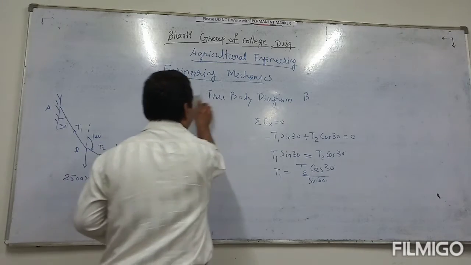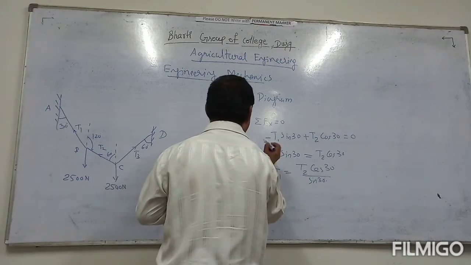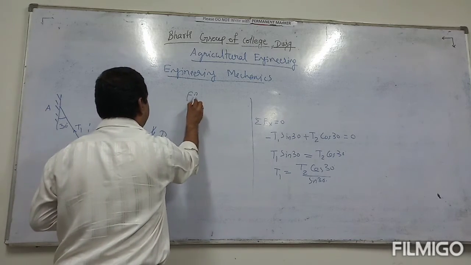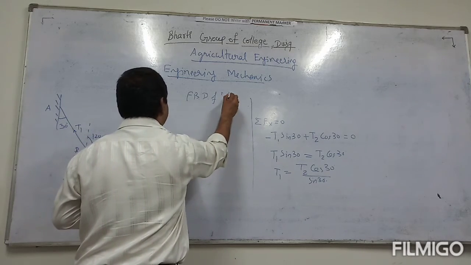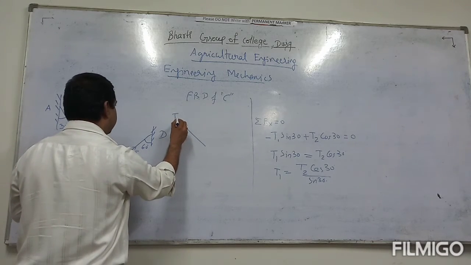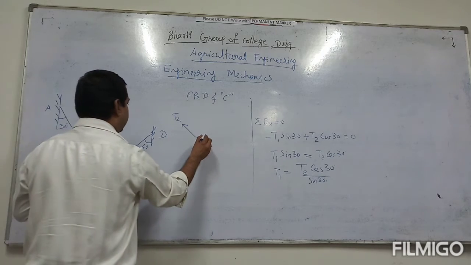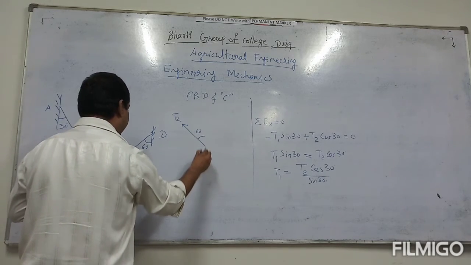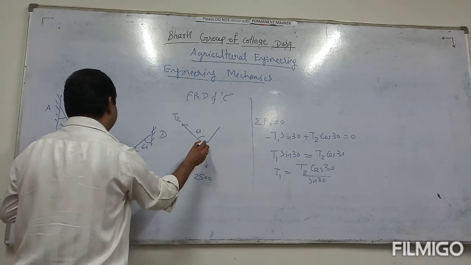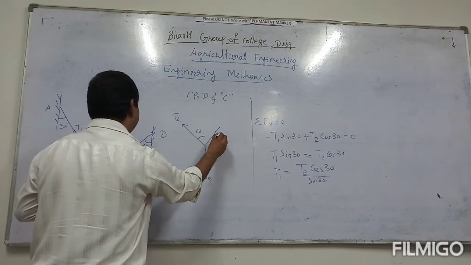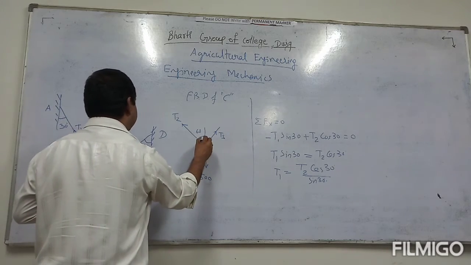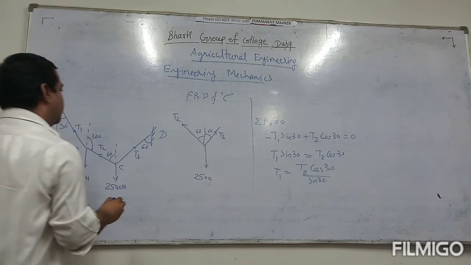After this, making the free body diagram of point C. Free body diagram of point C: at C point this angle of T2 is 60 degrees, this is 2500 Newton, and this one is T3, this angle is also 60, this angle is also 60.